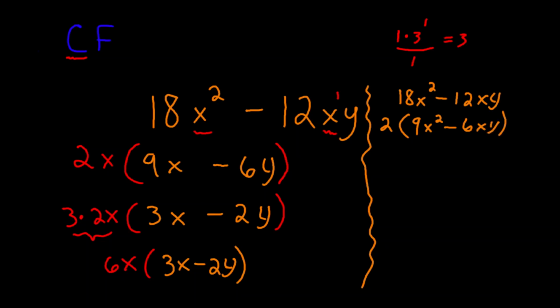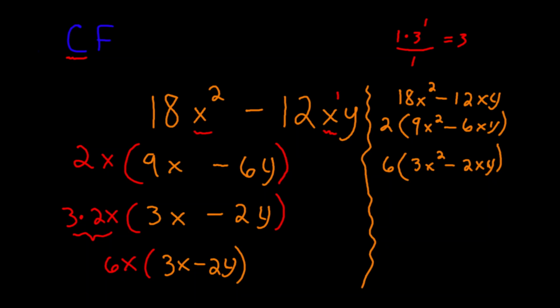What else can we take out? We can take out a 3 this time. And so when you take out a 3, make sure you multiply it by the 2 that's already sitting out there. So it becomes a 6. So be careful, okay? So divide by 3, you're going to get 3x to the second power minus 2xy.